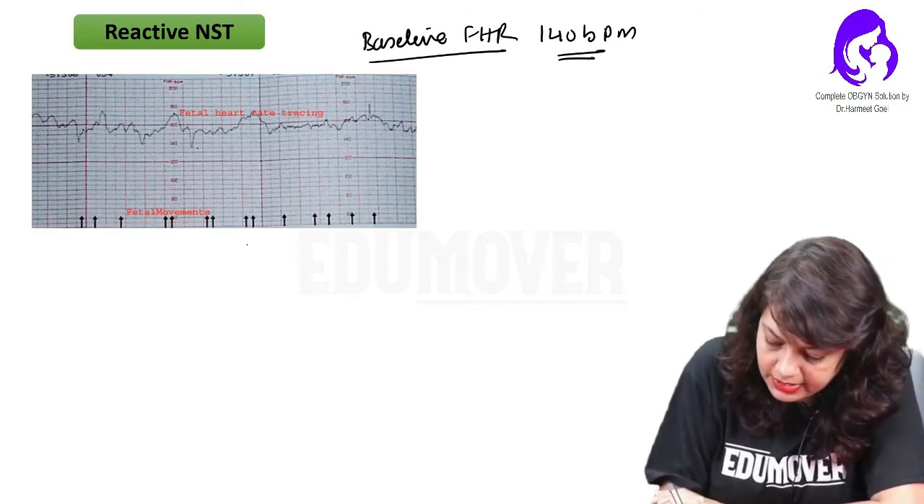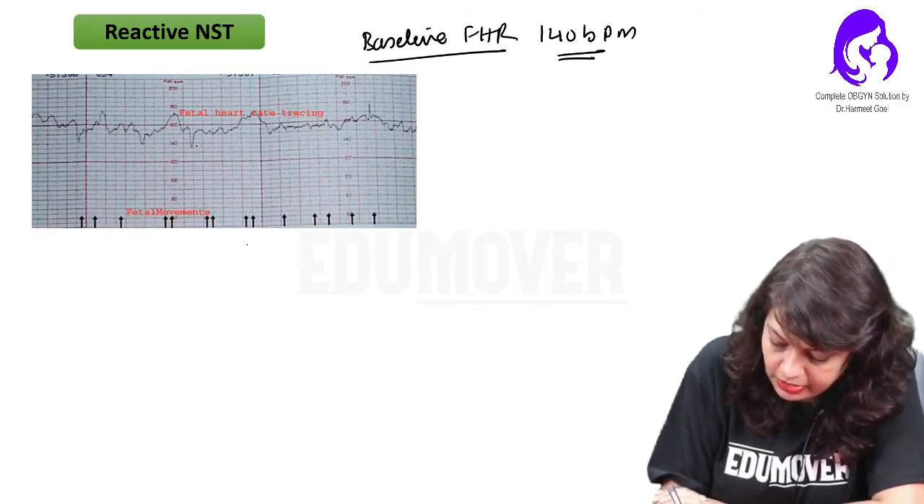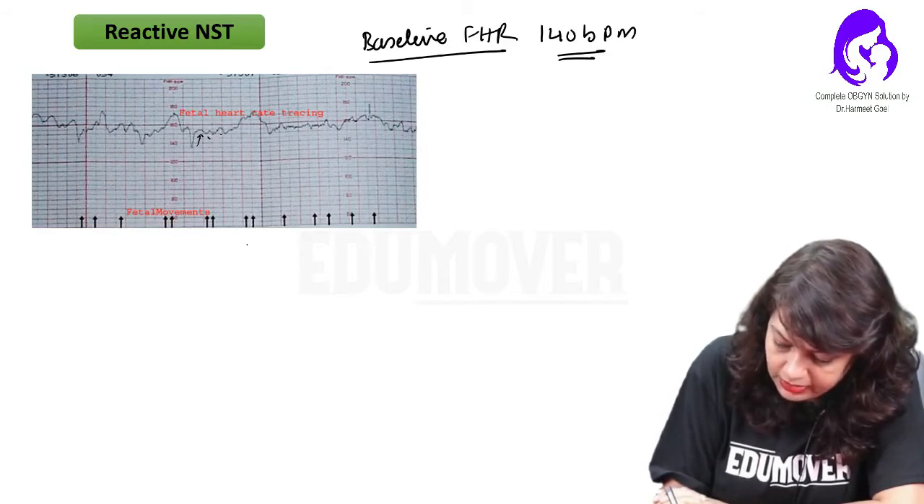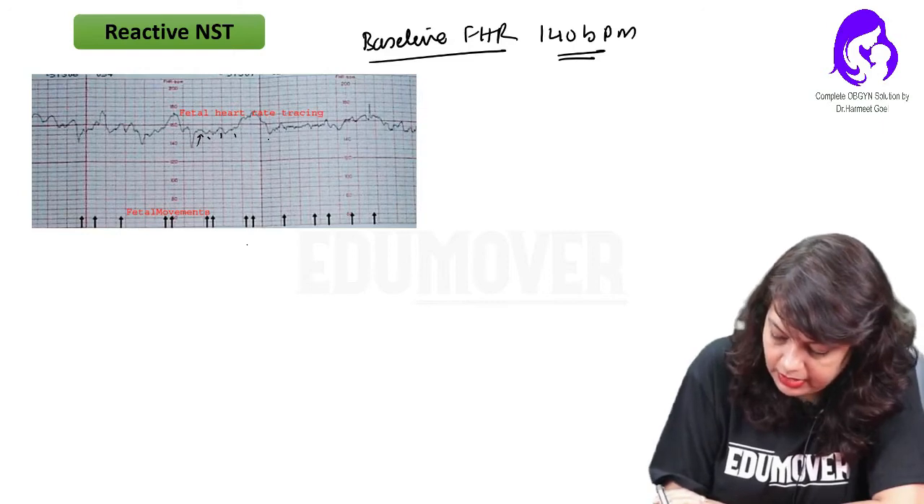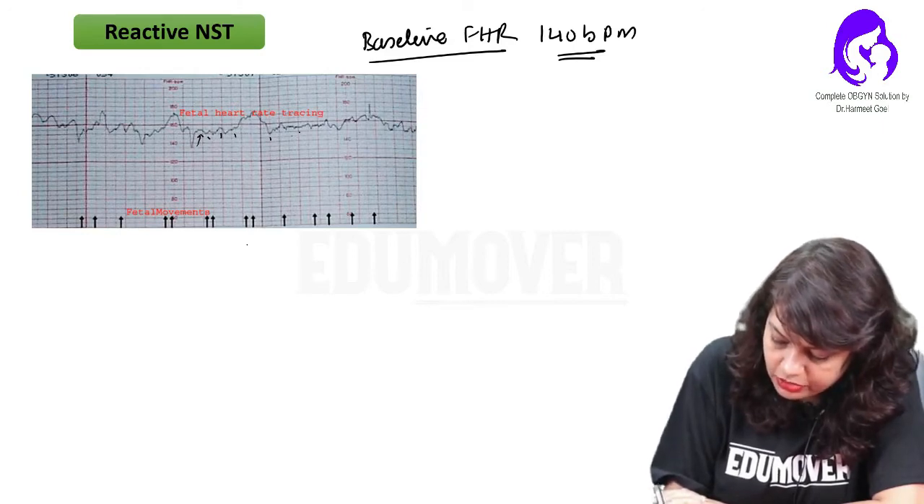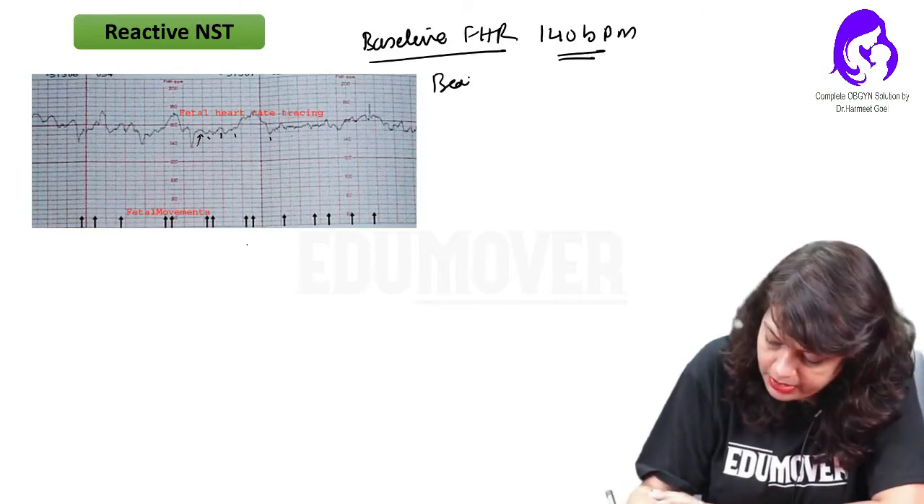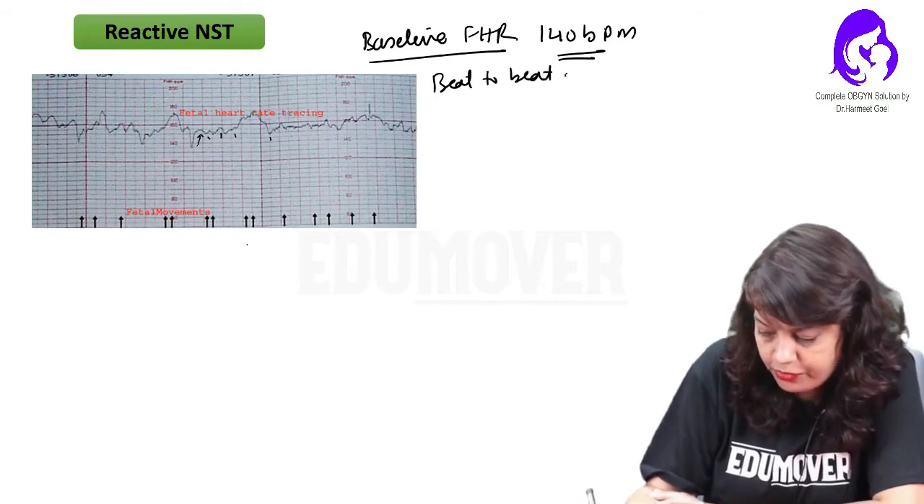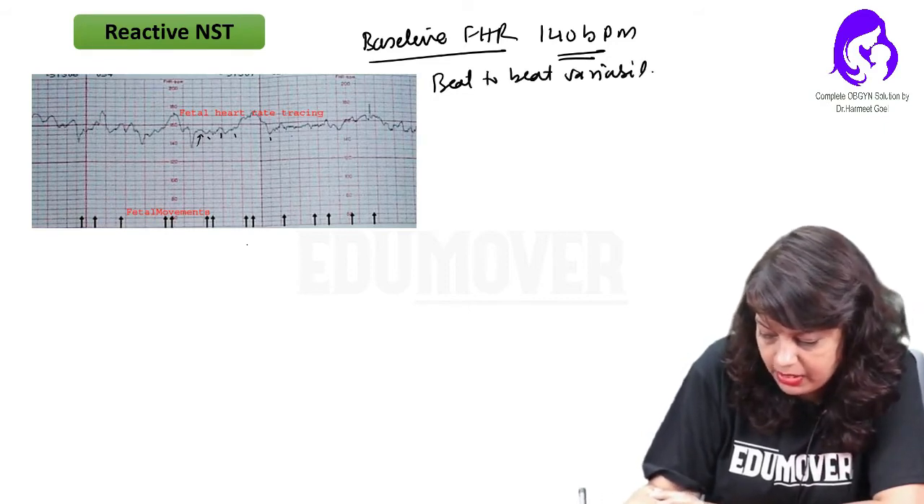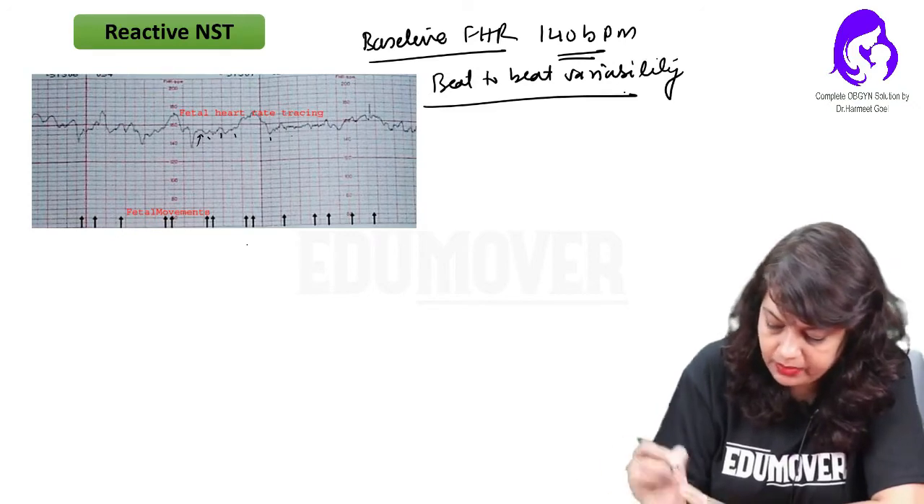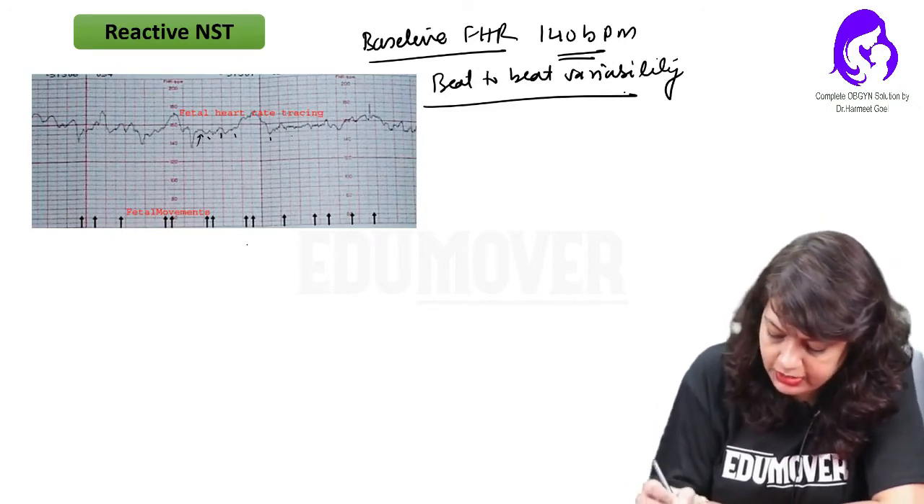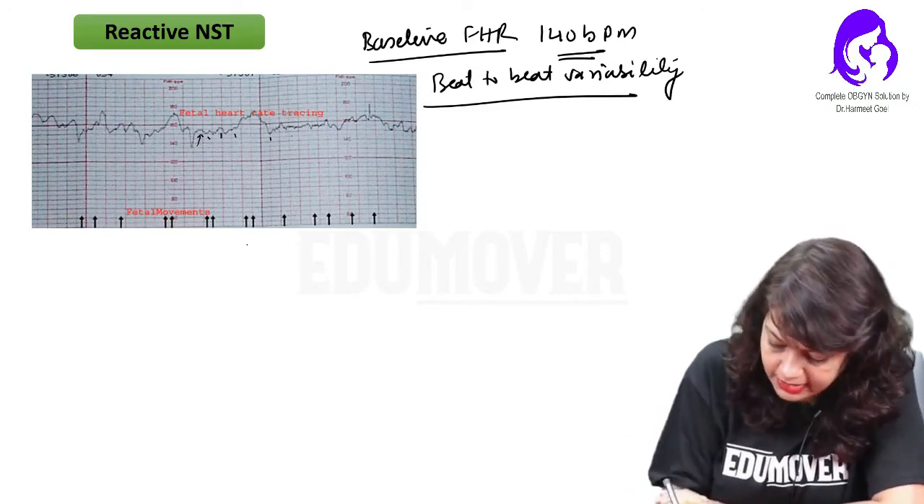And you can see the beat to beat variability. There is 140, then fetal heart has gone to 150, then 150, then 158, then again 150. So a good beat to beat variability is normally present. Okay. Next, we have to look for the fetal heart rate acceleration.